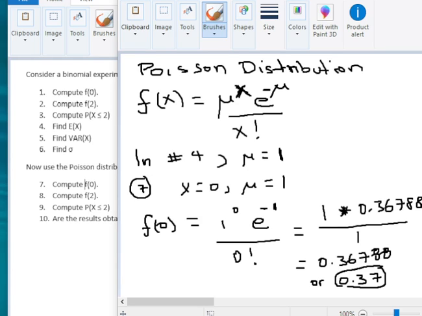Let's go ahead and use mu equals 1, and of course x is equal to 0, from this f of 0. So f of 0 equals mu raised to the power of x, which is 0, times e to the minus mu, which is minus 1, divided by x factorial, which is 0 factorial. 1 raised to the power of 0 is always 1, times e to the minus 1 works out to be 0.36788, divided by 0 factorial, which is always 1. And so our final answer is 0.37. We round it to 0.37 at 2 decimal places.